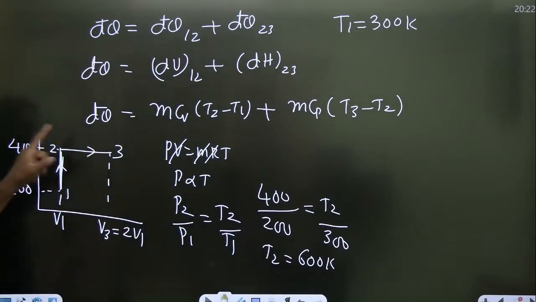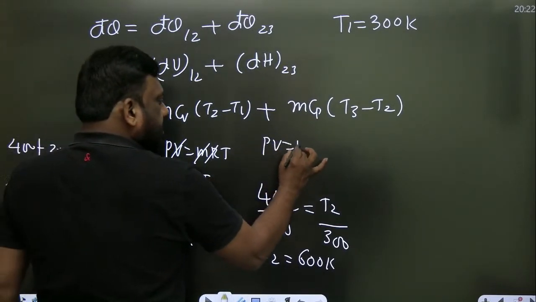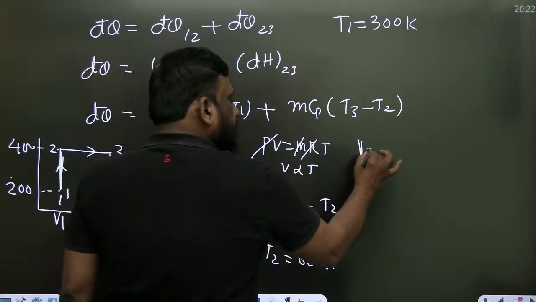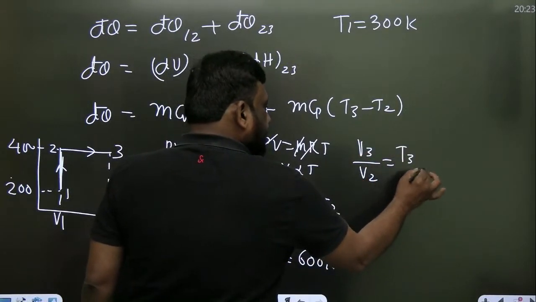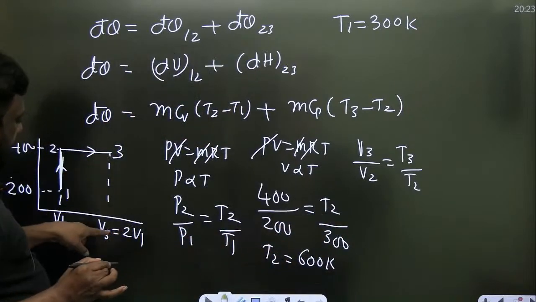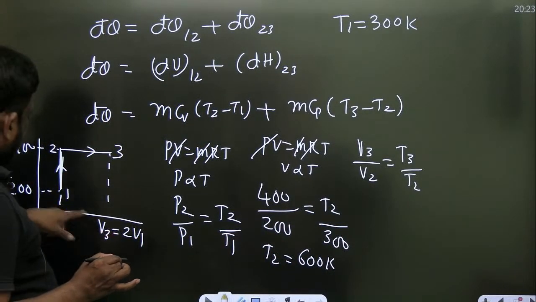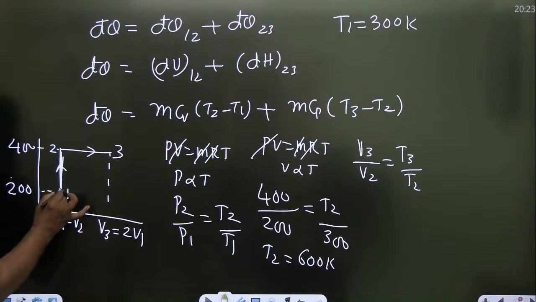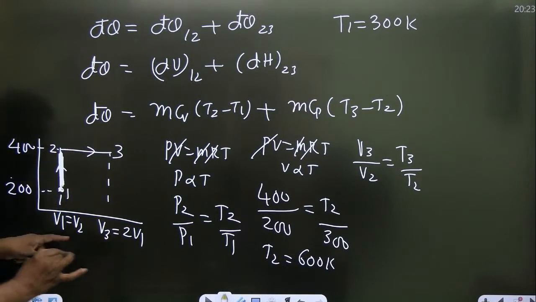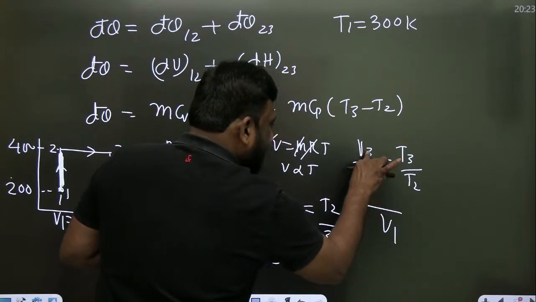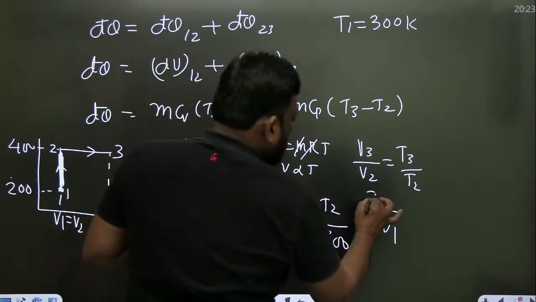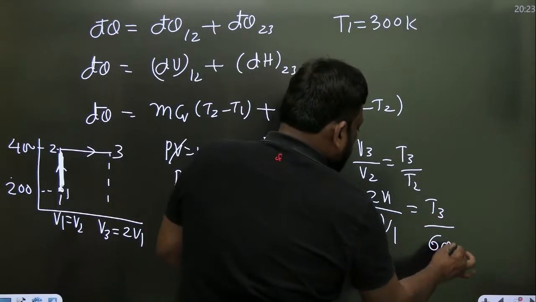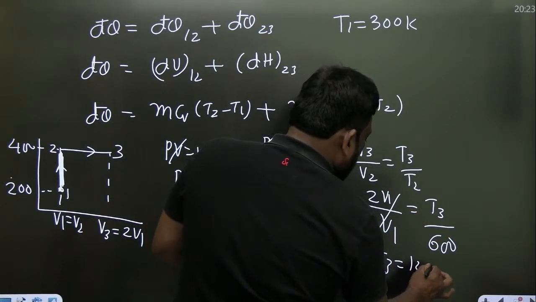Similarly, 2 to 3 is a constant pressure process. PV is mRT. When pressure is constant, R is constant, so volume is proportional to temperature. So V3 by V2 is equal to T3 by T2. What is V3? Twice V1. And what is V2? V2 is also equal to V1 because 1 to 2 is a constant volume. So V2 I write as V1. V3 is twice V1, equal to T3 by T2, and we already know T2 is 600 Kelvin. So T3 is equal to 1200 Kelvin.